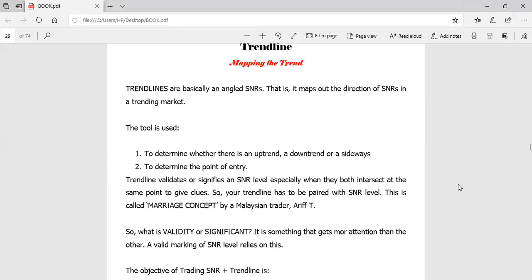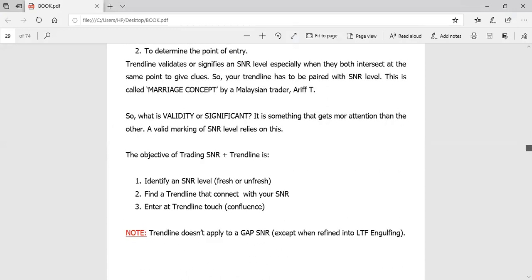So we said that the objective of trend line is to identify an SNR level, fresh or not fresh. Then find a trend line that connects with your SNR. Enter at trend line touch. That's a confluence. When you identify an SNR level, find a trend line that connects with your SNR, then enter at the confluence.